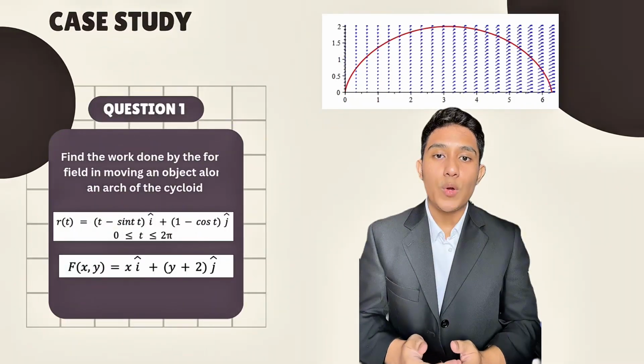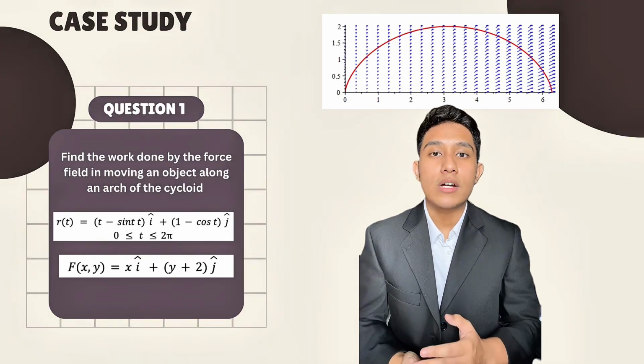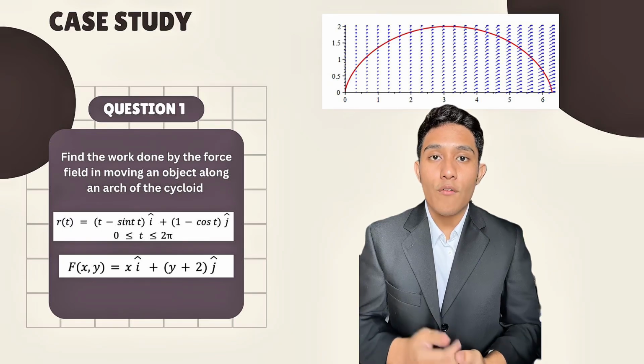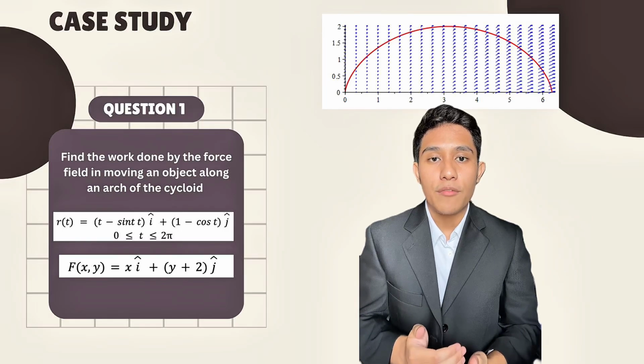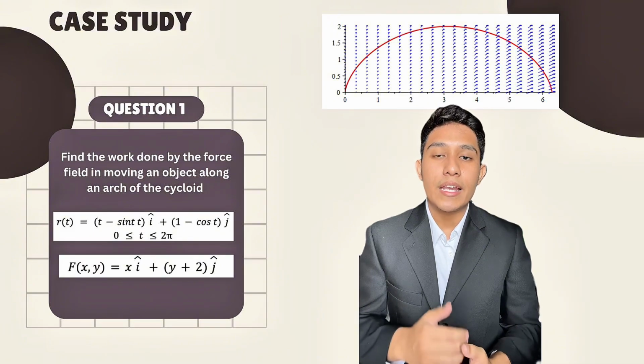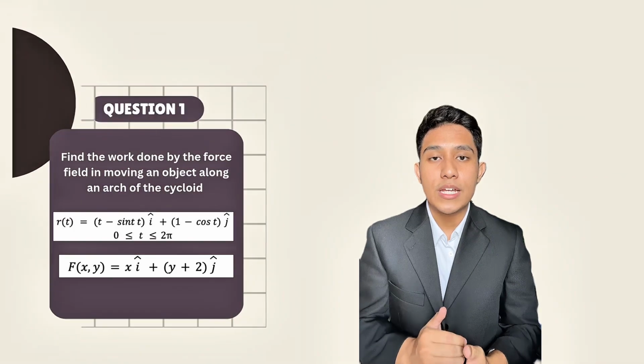In this case study, we will explore 2 scenarios in which a force field acts on an object moving along a specific path, and we will calculate the work done using the line integrals. For the first case study, we analyze the work done by a force field along a cycloid path, and we are given the force field F(x,y) equals x i plus (y plus 2) j, and an object travels along a cycloid path defined by the parametric equations.